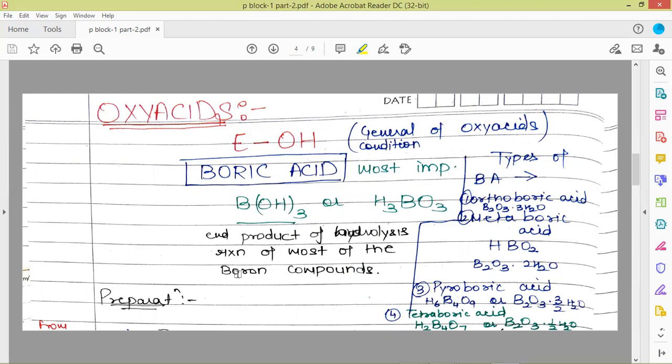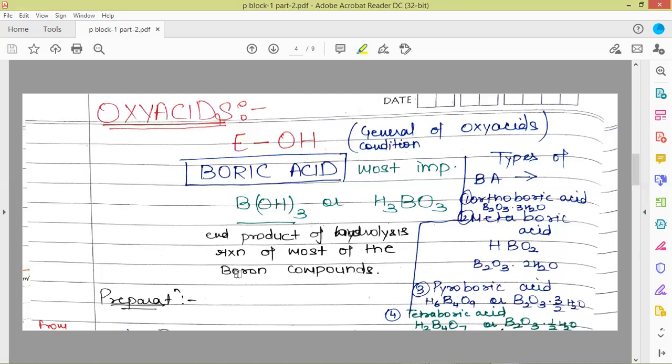Oxyacids are those compounds where the element E, representing the group for which we are discussing oxyacids, is connected to oxygen, and oxygen is further bonded to a hydrogen, an ionizable hydrogen, due to which it is an acid. So these are called oxyacids, where the ionizable proton is bonded to the oxygen atom. Boric acid is the one which we'll be discussing in detail.